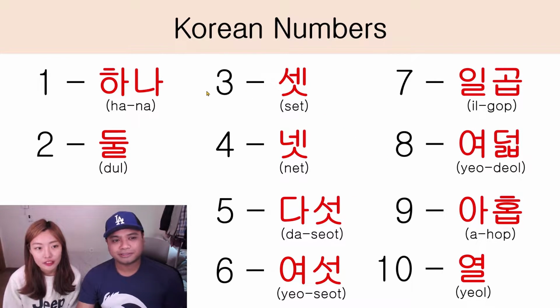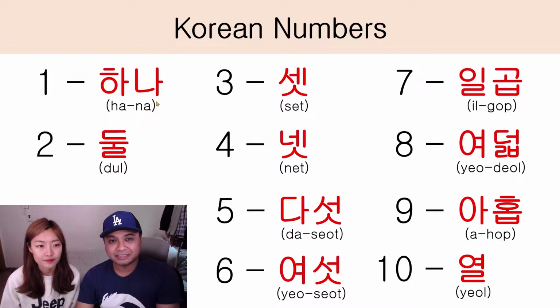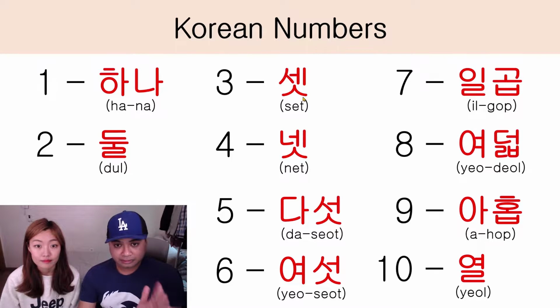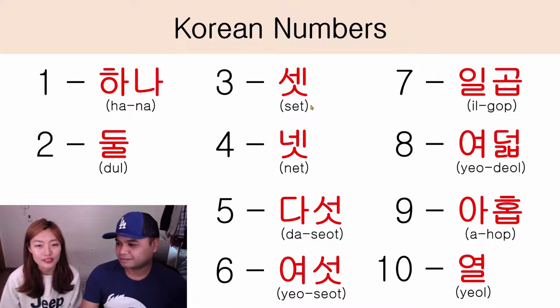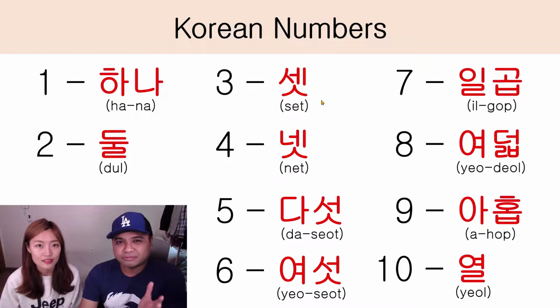You probably noticed that we have the English romanization of these words, but it's not exact, because in Korean there's no way to use English letters to pronounce these words exactly. For example, for number 3, I have written set, but it's not with a strong T. It's just set, with a softer T. You don't really say it with a strong T.